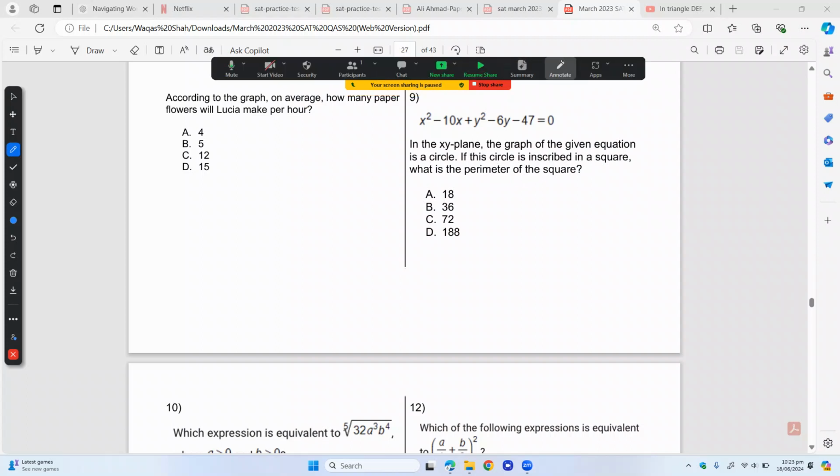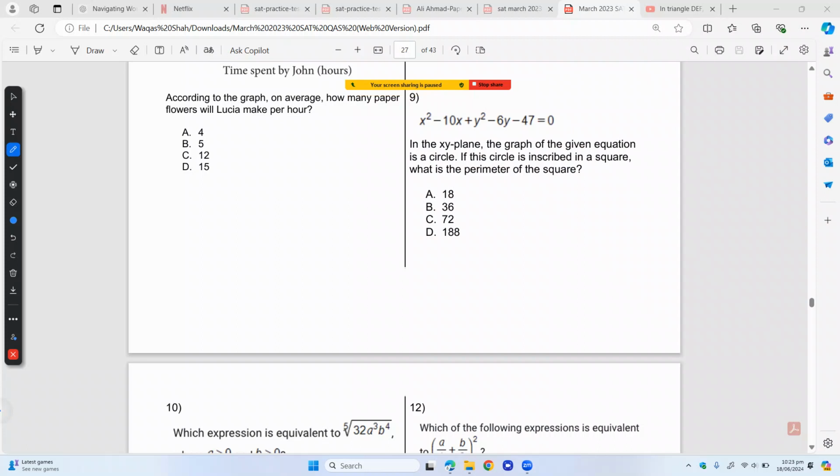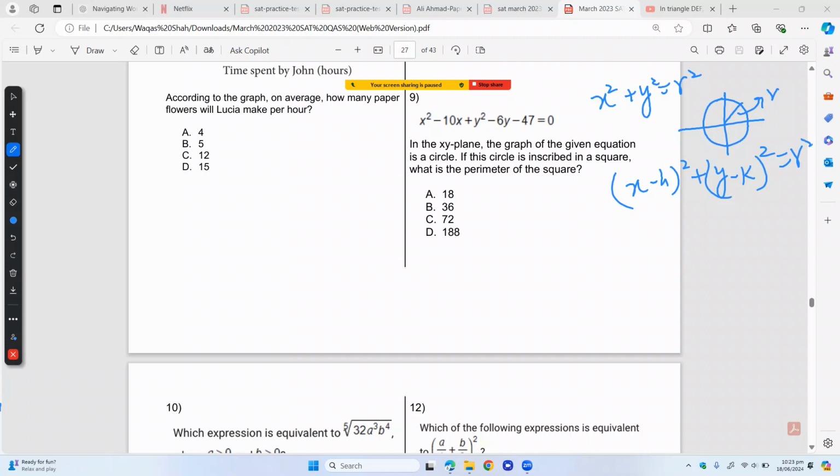Okay, so there are three types of equation of circle. The simple one is x squared plus y squared is equal to r squared. This is the equation of circle when the circle center is at origin. Okay, so this is r over here. When the center is not at origin, then it will be (x minus h) squared plus (y minus k) squared is equal to r squared. So this is the equation of circle when the center is not at origin.